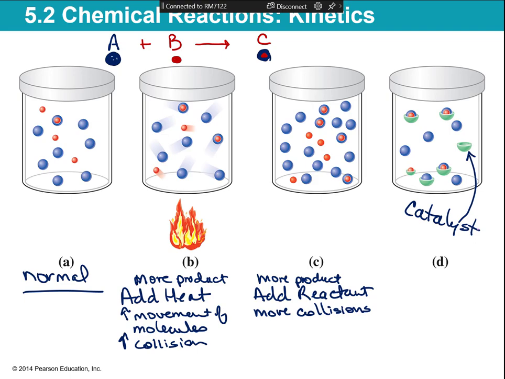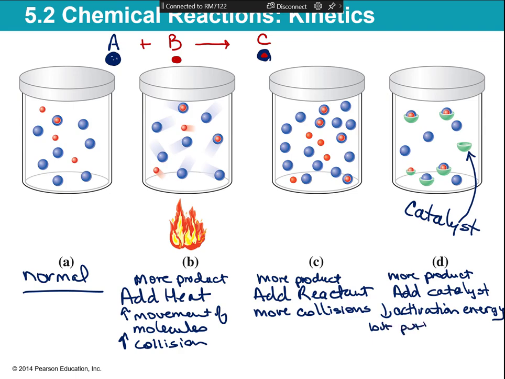The catalyst brings things together in the right orientation. So it takes A and B, and if they have to fit together like this, that's what the catalyst does. So the catalyst will bind A and bind B and put them together exactly the way they need to be in order to speed up the reaction. So notice there, I have more product again because I added a catalyst. Catalysts will lower the activation energy by putting reactants together in the right orientation.